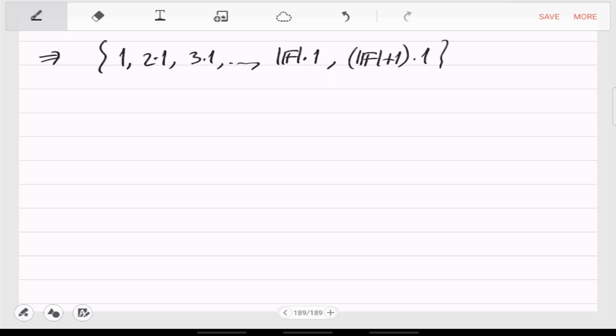So what can you say about this set? It has more elements than the field. Right, so 2 of them are the same. Is that correct? By the pigeonhole principle, it has a repeating element.